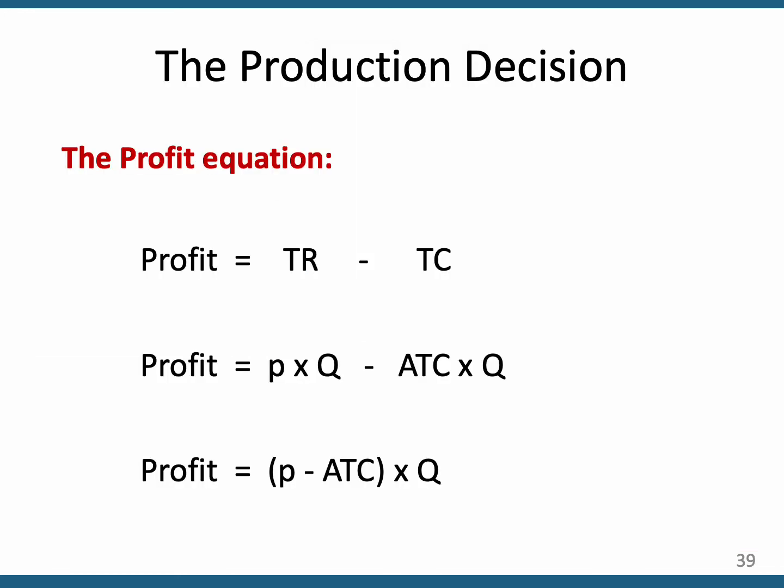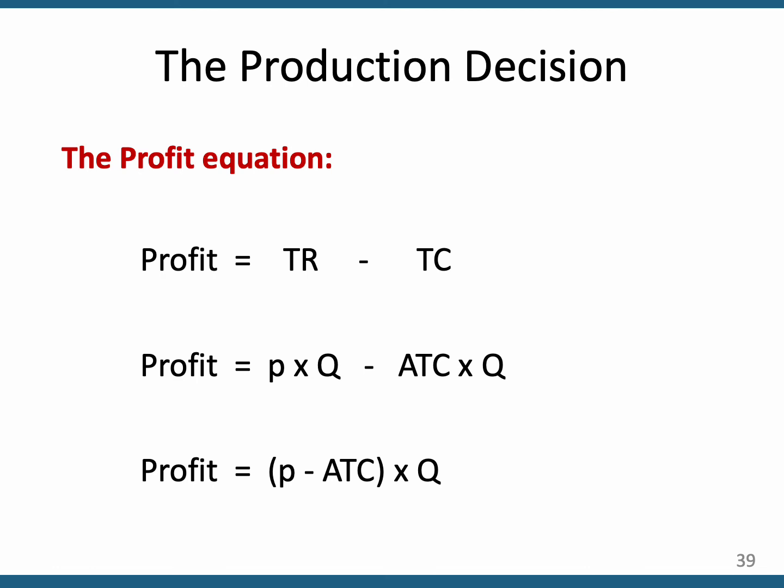Here's the profit equation, and we're going to come up with a useful version of it. Remember, profit is total revenue minus total cost. Total revenue is P times Q. If you want to express total cost in terms of Q also, you could say total cost is equal to average total cost times Q, right? Because average total cost is total cost divided by Q. So we rearrange that to say total cost is equal to average total cost times Q.